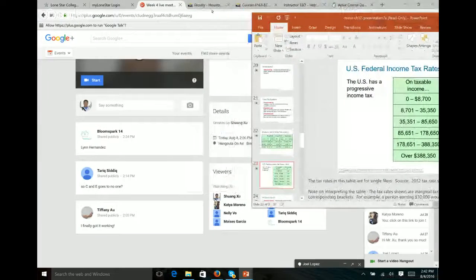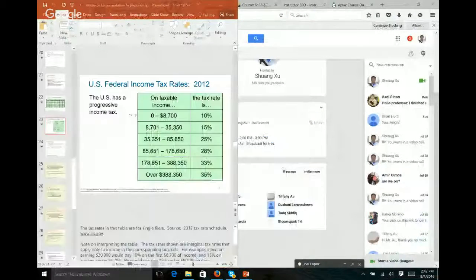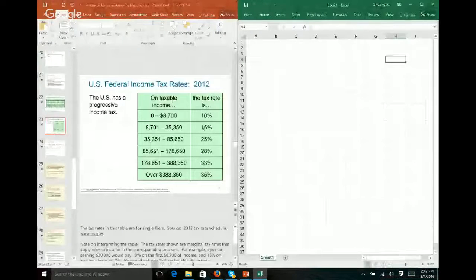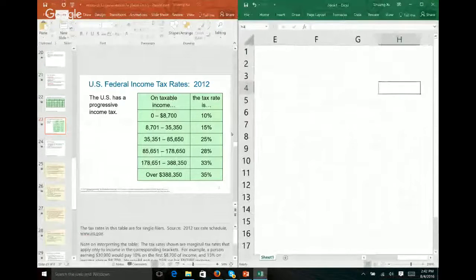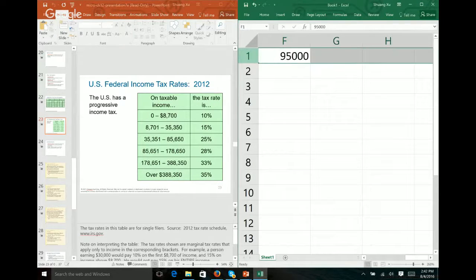So let's do it together. Now, guys, if you want to, open your spreadsheet and we can work on this together, okay? Let me make it bigger. All right, so let's suppose we have a person whose income is $95,000. Okay, so income is $95,000. Let me erase this. Income $95,000, and let's see how much tax this person needs to pay.